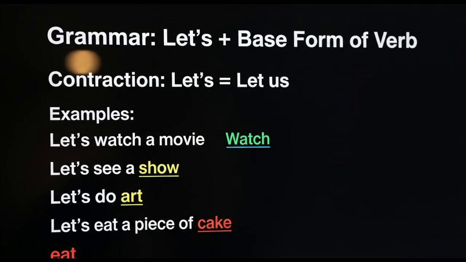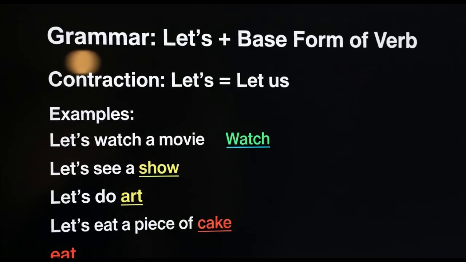Let's grammar. Contraction, let us. When we use let's, it is always followed by the base form of a verb. What does that mean? The verb does not have ed, like watched. It doesn't have ing, like watching. And it doesn't have any special conjugation. It's just the simplest form.